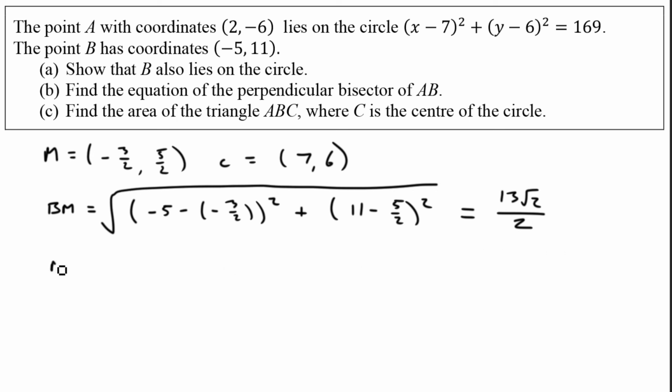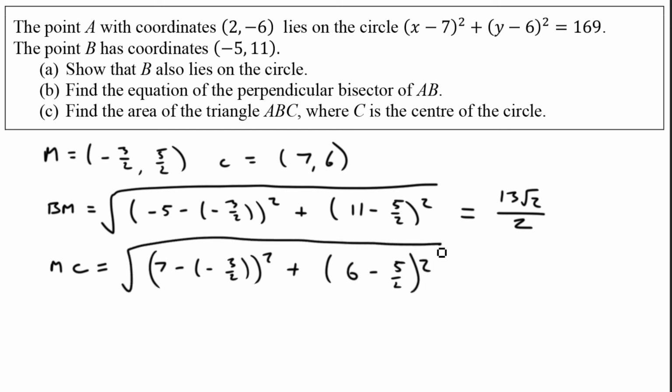And the length from M to C is the difference between the x-coordinates of M and C, 7 subtract negative 3 over 2 squared, plus the difference in the y-coordinates, 6 subtract 5 over 2 squared, all of that square rooted, which also comes to 13 root 2 over 2. Don't read any deep significance into that, it's just a bit of a coincidence of the way the numbers were set up in this question.